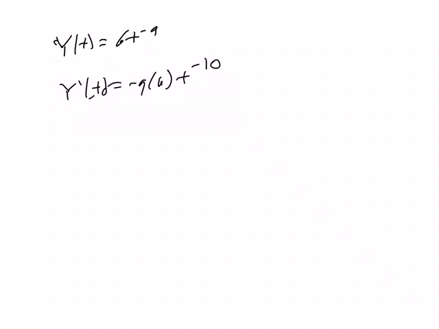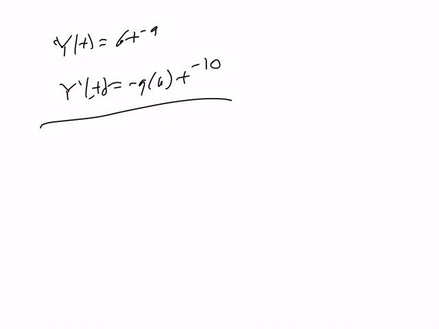Okay, 11th problem, not too difficult. We have y of t is equal to 6t to the negative 9, so y prime of t is equal to negative 9 times 6 t to the negative 10. Okay, so that was problem 11.